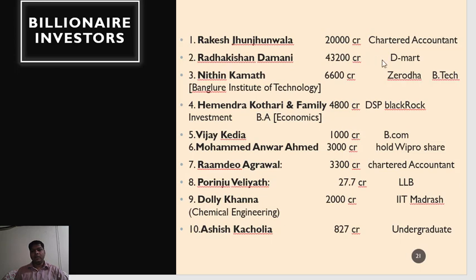And Mr. Rakesh Damani, a founder member of DMart, approximately 43,200 crores, approximately $5.5 billion. Nitin Kamath is a founder member of Zerodha, a discount brokerage company, about 6,600 crores. Then Hemendra Kothari and family, and Vijay Kheda, 1,000 crores. By profession, he is a BCom graduate. Mohammed Anwar Ahmed has 3,000 crore value of Wipro Holding shares, and Ramdev Agrawal, by profession, is also a chartered accountant. And so on, so many, Asis Kacholia, and so many.